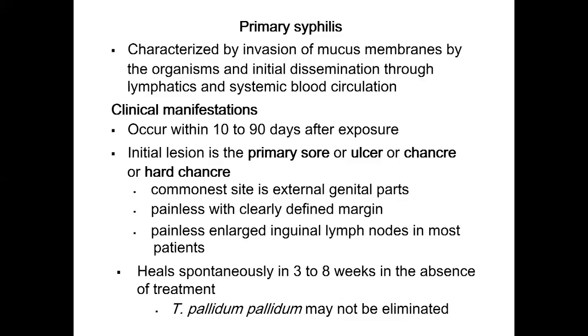The commonest site is the external genital part. We say the susceptible person develops some tears, or very small tears, or bruises, very minute abnormalities on the surface of the skin and mucous membrane. So that site where it gets in is where the primary lesion, primary sore or chancre develops.